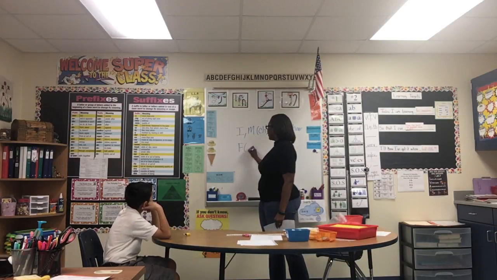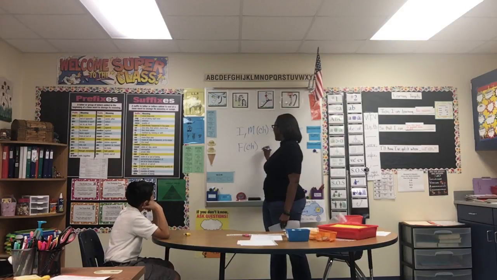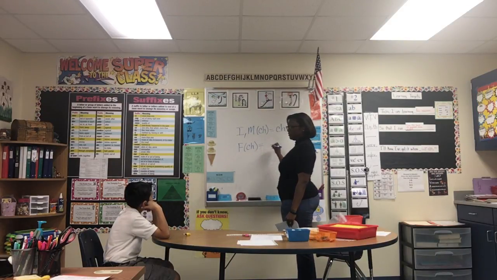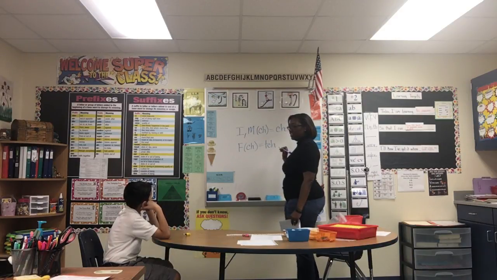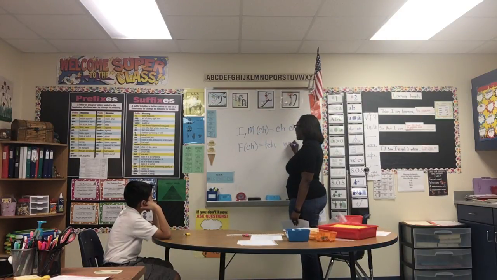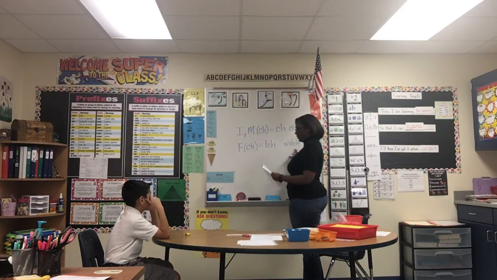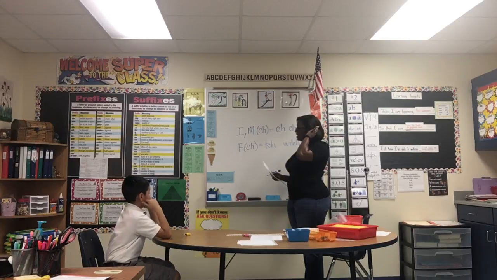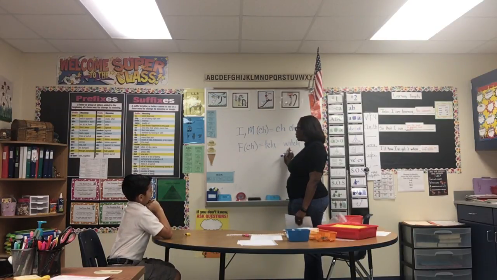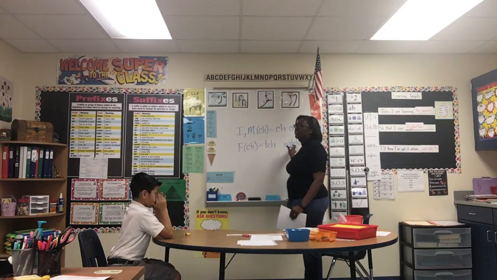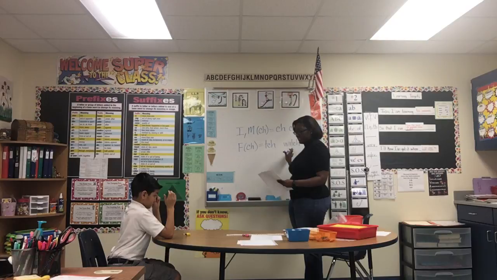Final ch sound is spelled T-C-H, like the word which. Now also, you have to listen to see if it's a short vowel sound. So it's spelled T-C-H after a short vowel sound.